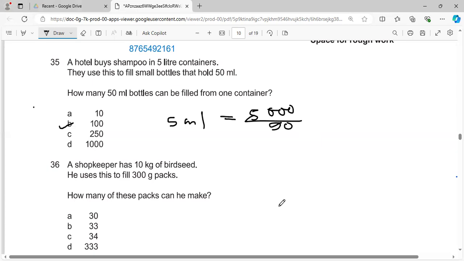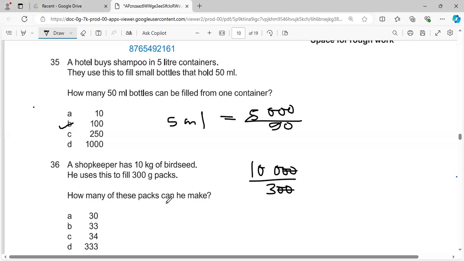Alright, what about 36? For 36, sir, I did the same thing. It's kg, so I turned the 10 kg into grams, which would be 10,000. Then the 300 divided by the 10,000, and I got 3. Yeah. So guys, we have to convert them to the same unit. Very good, very good. So this cancels.